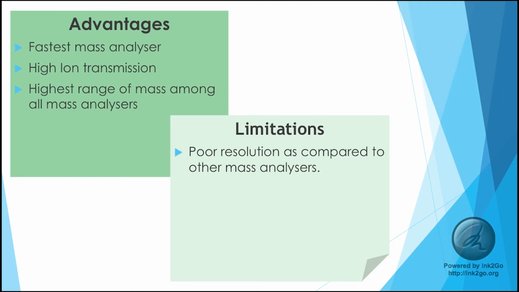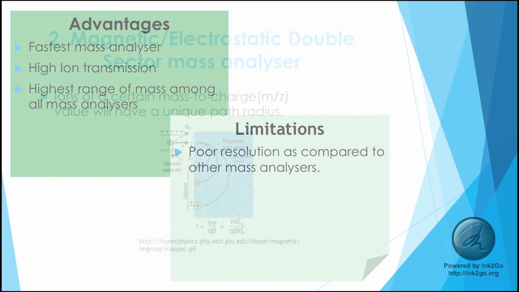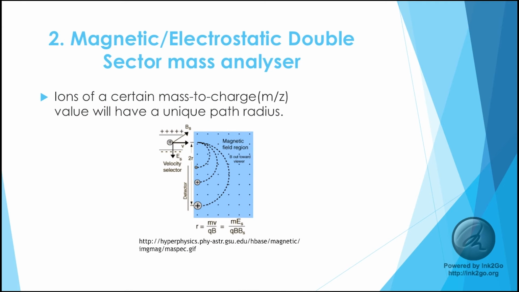The second type of mass analyzer is the magnetic sector mass analyzer. Let us now explore the basic concept behind the magnetic sector mass analyzer. In this analyzer, ions leaving the ion source are accelerated to a high velocity. The ions then pass through a magnetic sector in which the magnetic field is applied in a direction perpendicular to the direction of ion motion.